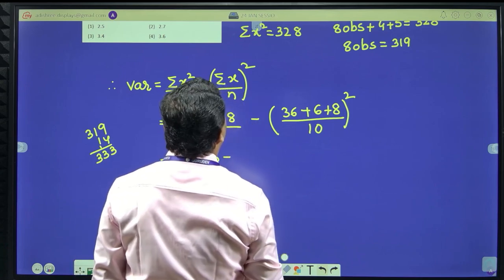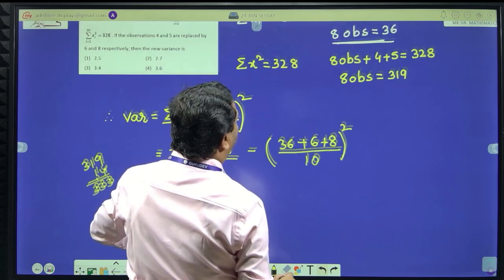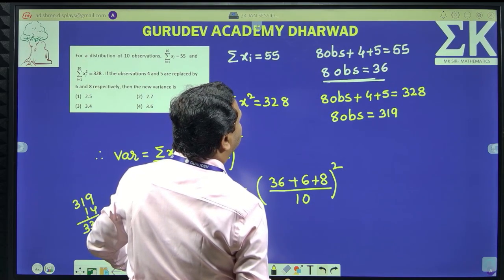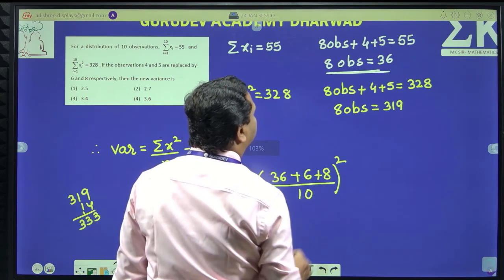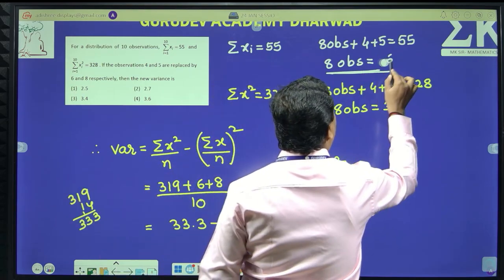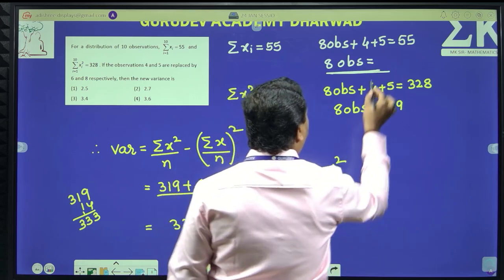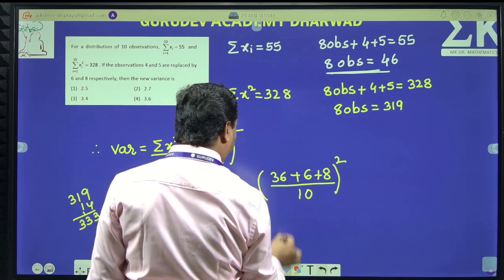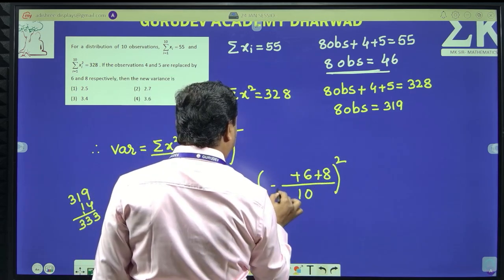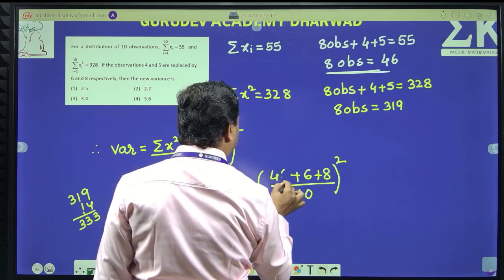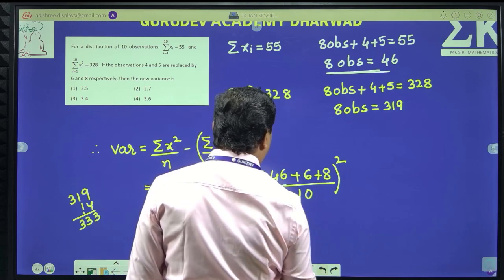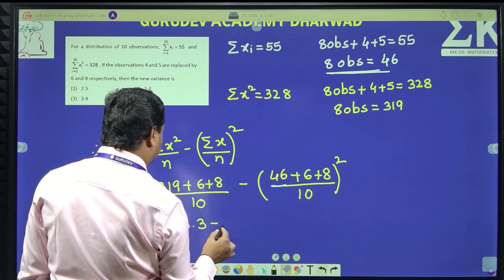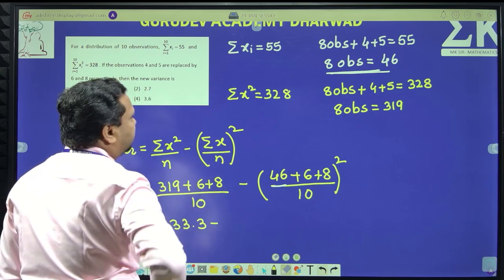But what is the summation of x? What is the summation of x for the 8 observations? 46, isn't it? 46 plus 9 is 55. So take it as 46. 46 plus 6 is 52, 52 plus 8 is 60. 60 by 10 is 6, and 6 square is 36. Then I have to take care of this one.